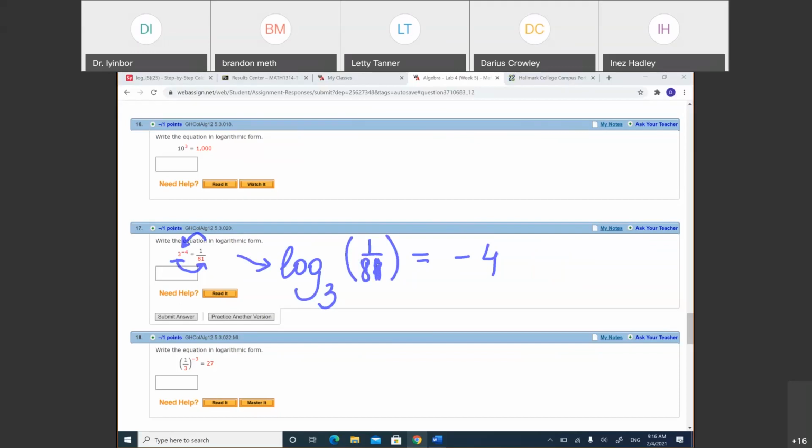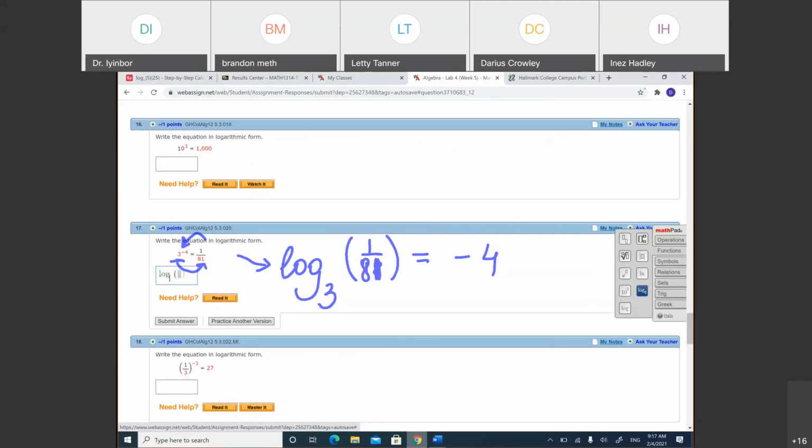Okay, so now from here, how you plug it in. When you click inside the box, you should see the math palette at the end. Okay, there you go. When you go down here to functions, you're going to see the logarithm with the box. So I'm going to press logarithm with base.